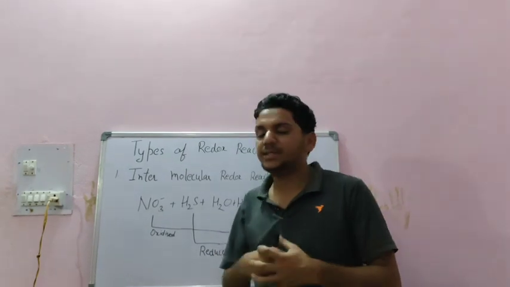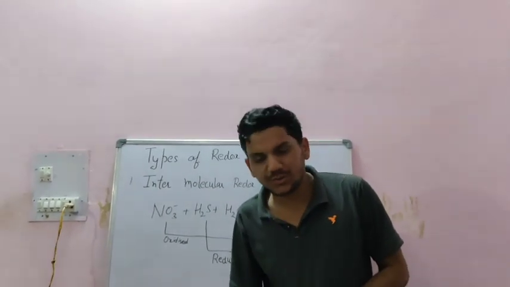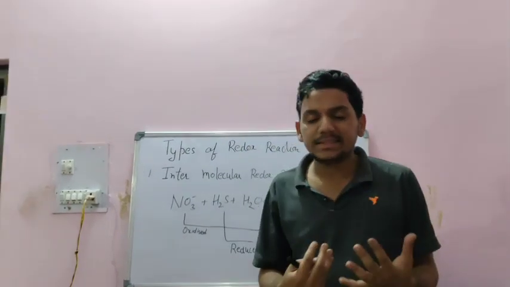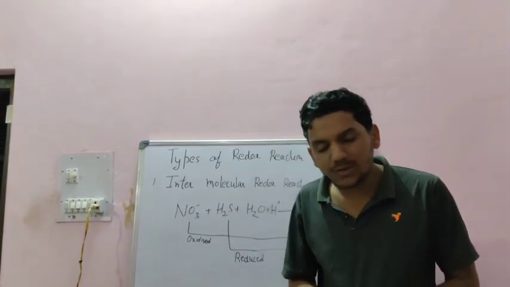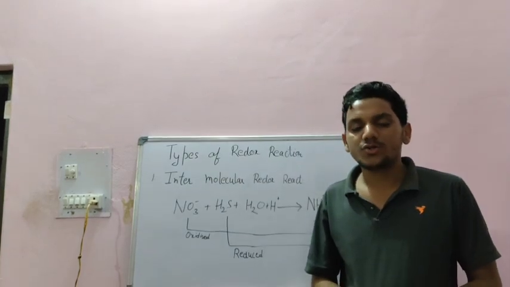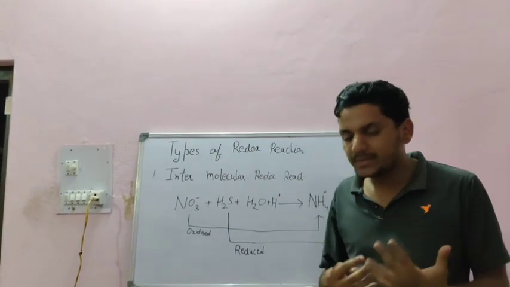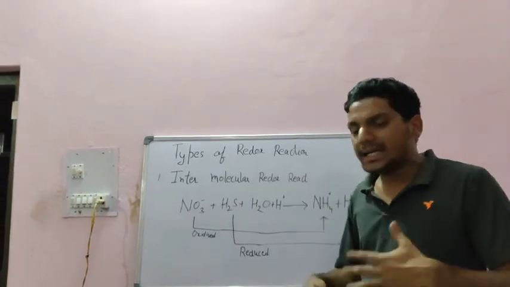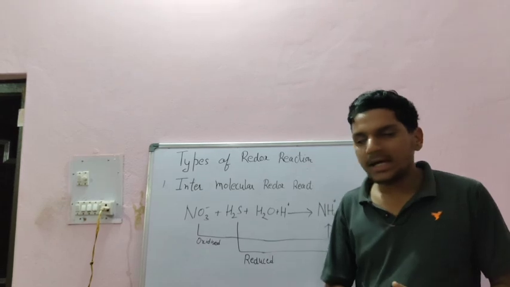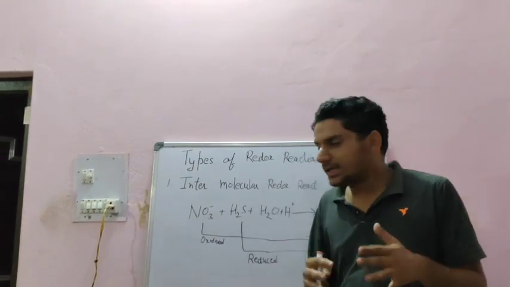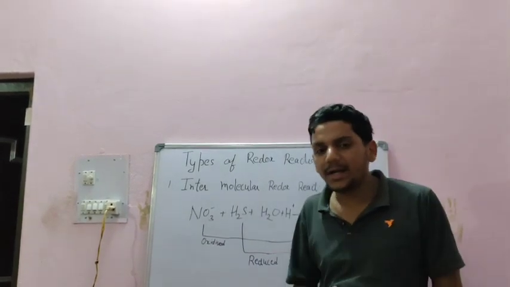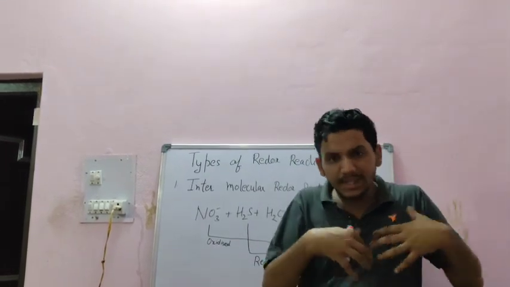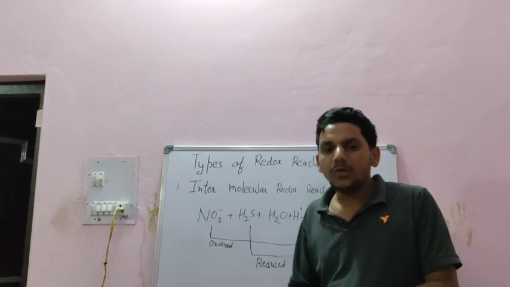Now we have to discuss types of redox reactions. Basically there are two types of redox reaction which we will discuss here: intermolecular redox reaction and intramolecular redox reaction. Let us first explain intermolecular redox reaction with an example. In an intermolecular redox reaction, one molecule of the reactant will undergo oxidation, and another molecule of the reactant will undergo reduction.